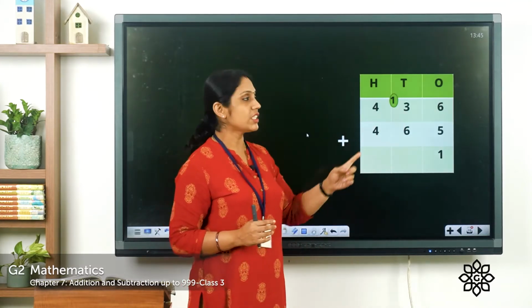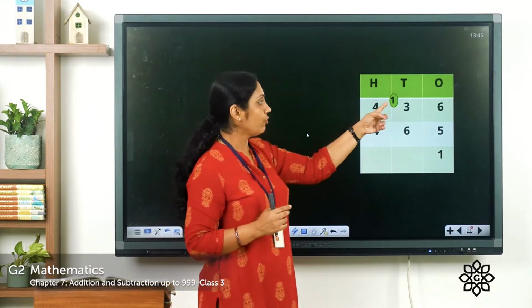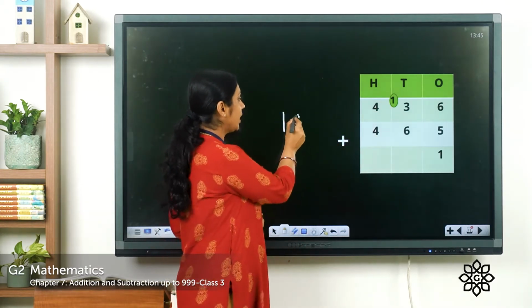We'll add first 1 plus 3. 1 plus 3 is 4. 4 plus 6 is 10. Now what we have to do? We get the number 10.